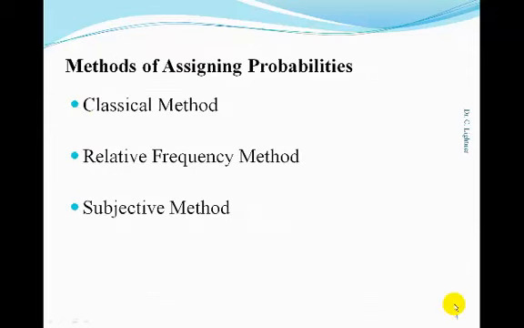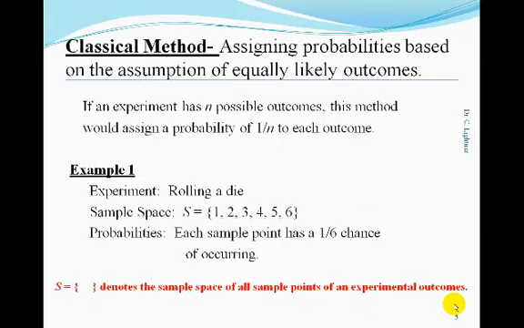On this slide, we show three popular methods of assigning probabilities: the classical method, the relative frequency method, and the subjective method. The classical method. This method is appropriate when you can assume that it is equally likely that each experimental outcome will occur.